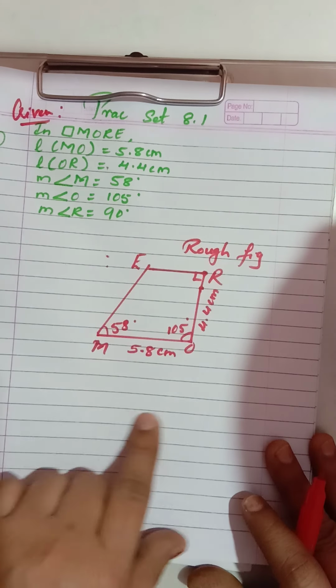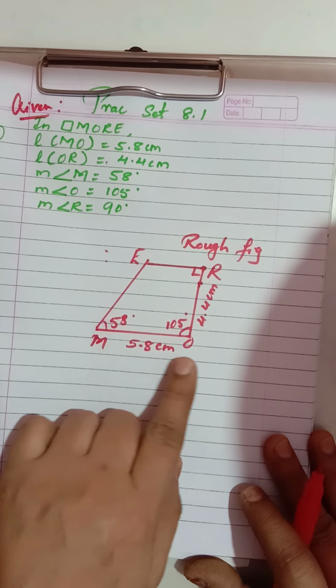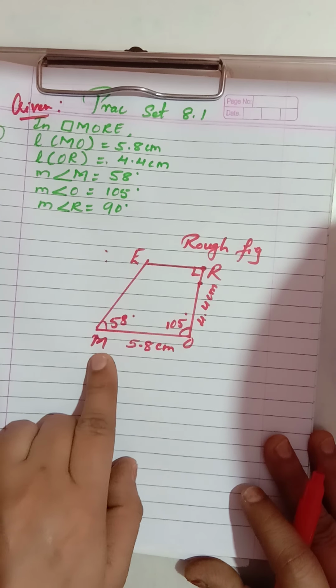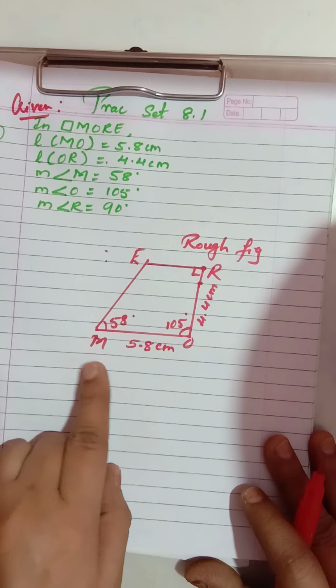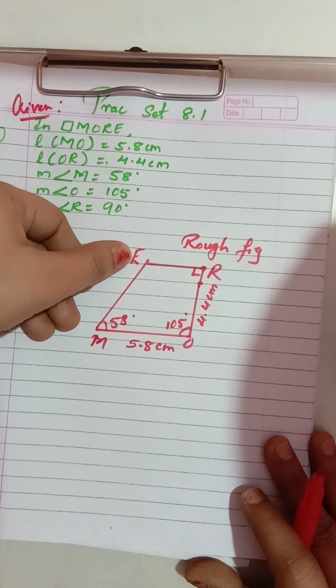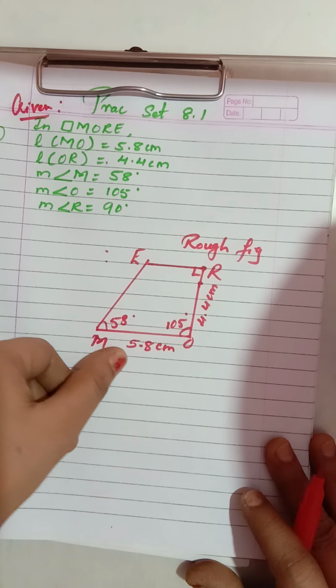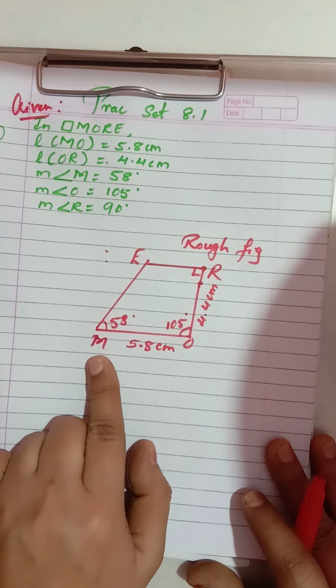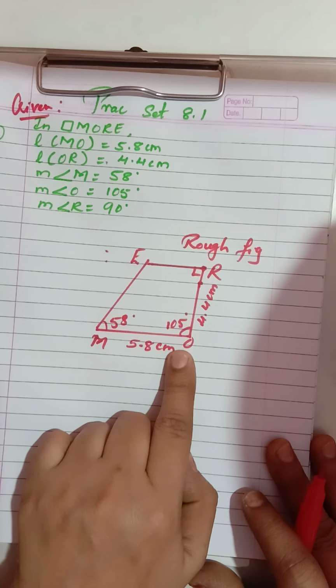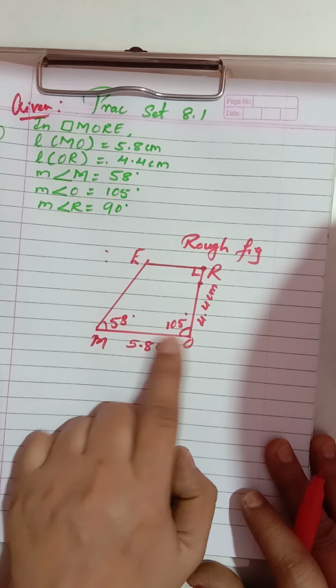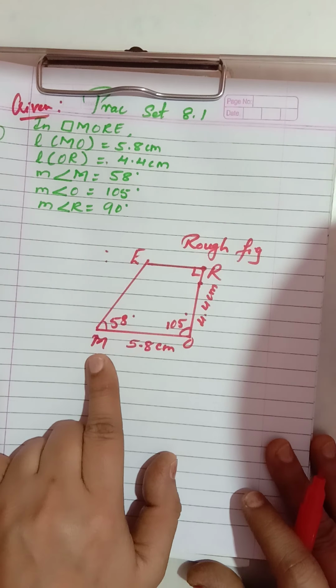Now see children, I have drawn the rough figure here, MORE. Now you will think, why have I not started naming from here? Because if your base is given, if base angles are given, then we have started naming it from the base.